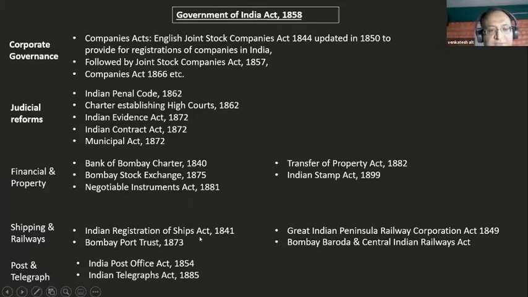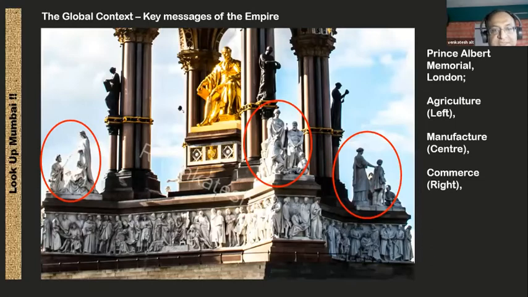Shipping and railways, very, very important. Bombay Port Trust, Indian Registration of Ships Act, GIPR Act, BBCIR Act. And then we have the postal and telegraphs. So this is very, very important. In this context, we should see what is happening here.